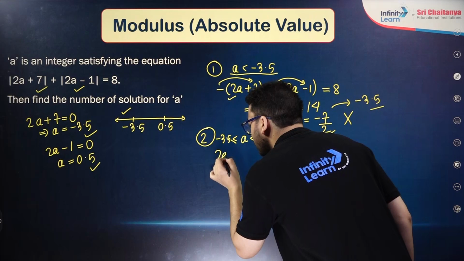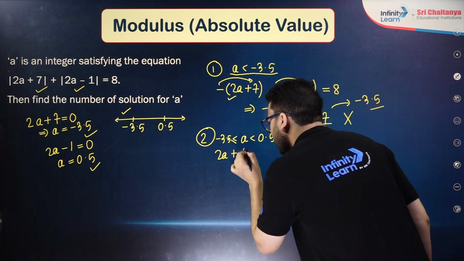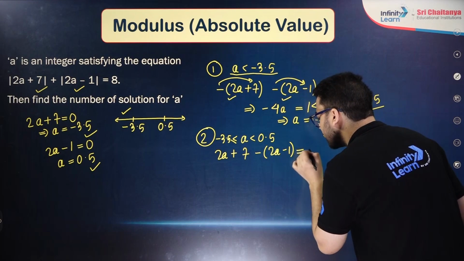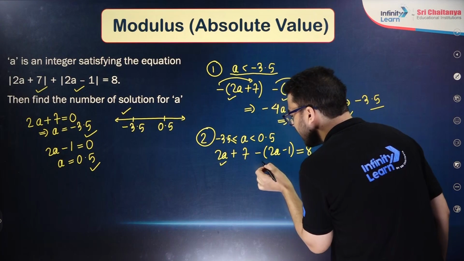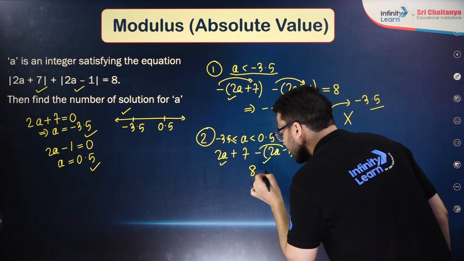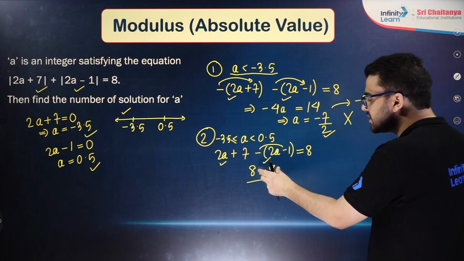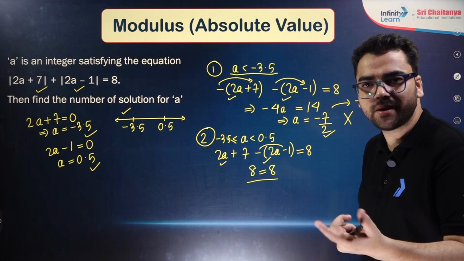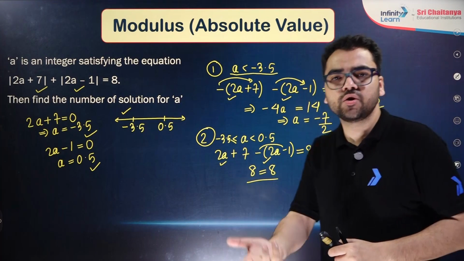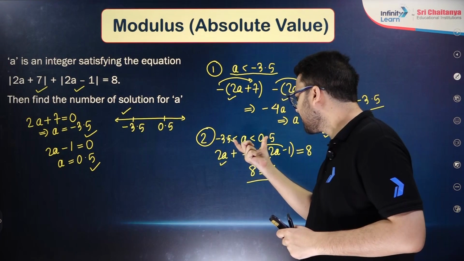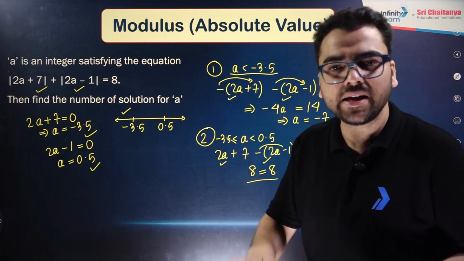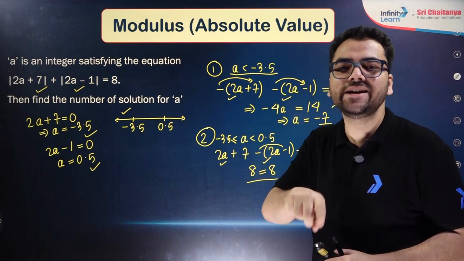So you will get 2a plus 7 over here, but this will be minus 2a minus 7, and that is equal to 8. If you simplify, what are you getting? 2a minus 2a is 0 only, and this is 7 plus 1. So that is coming 8 is equal to 8. What does it mean? This is a true statement. It means that in this class interval, every value of a is a solution. Every value of a, if you take, is a solution. But we have to take only integer values.